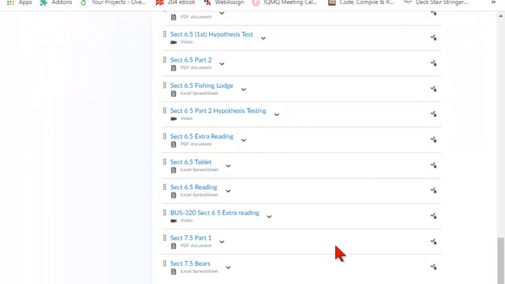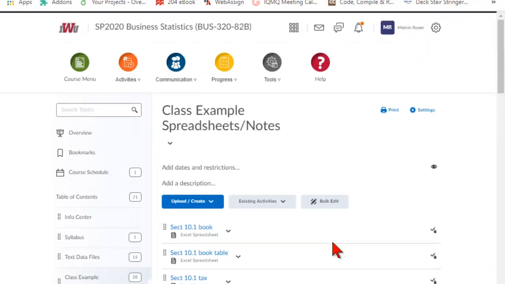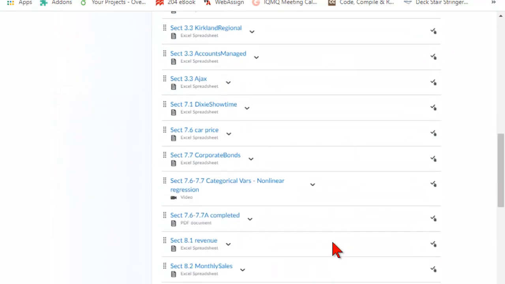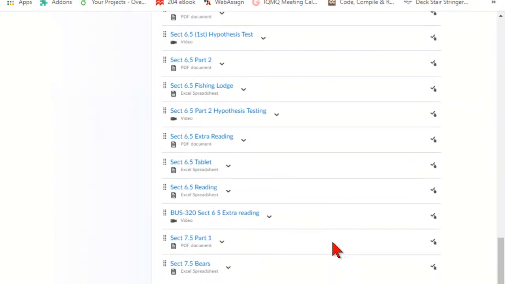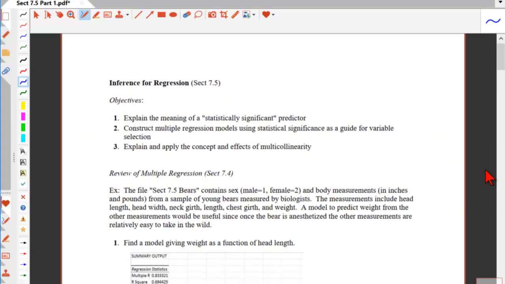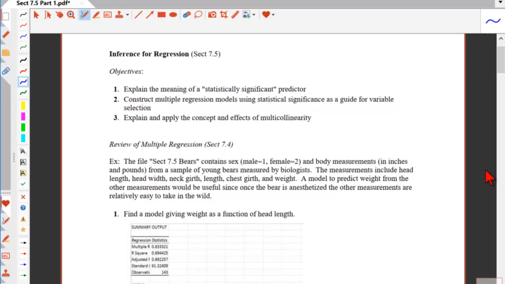This lesson is going to be about section 7.5. We're going back into chapter 7 and picking up a section that we skipped quite a while ago. So the notes are section 7.5 part 1, because there might be a part 2 coming soon, and using a worksheet, section 7.5 bears. Here are the notes, and the topic is inference for regression.